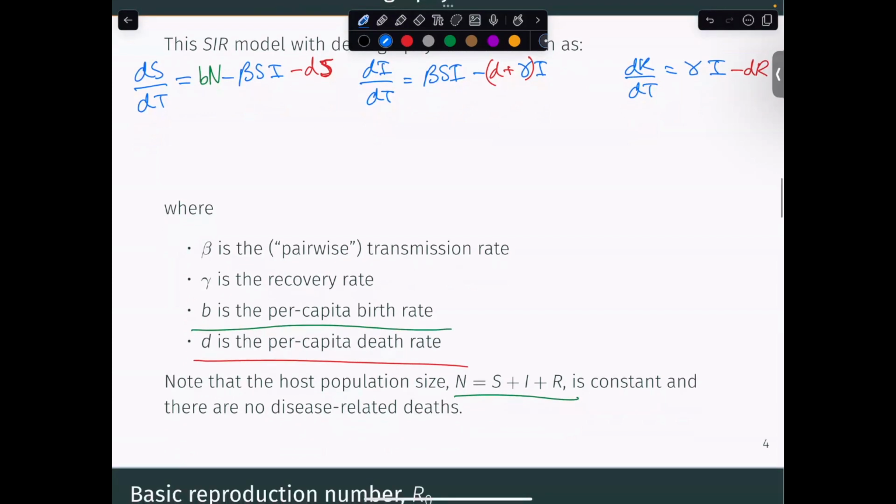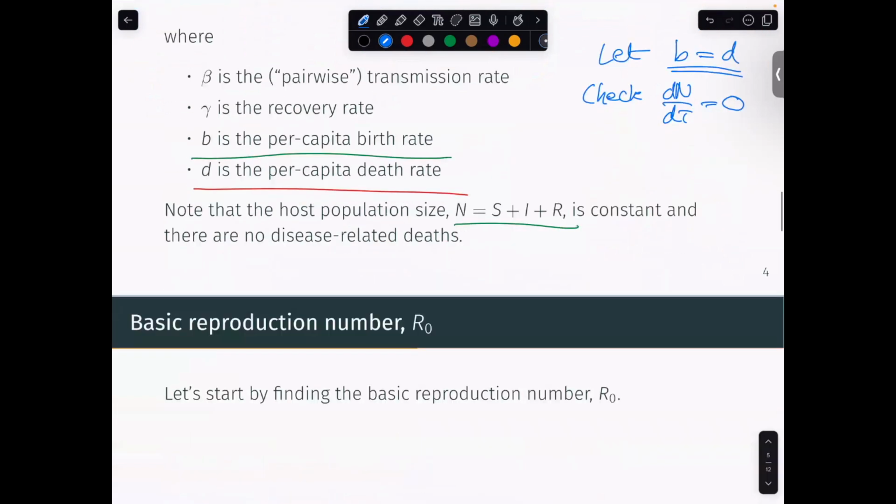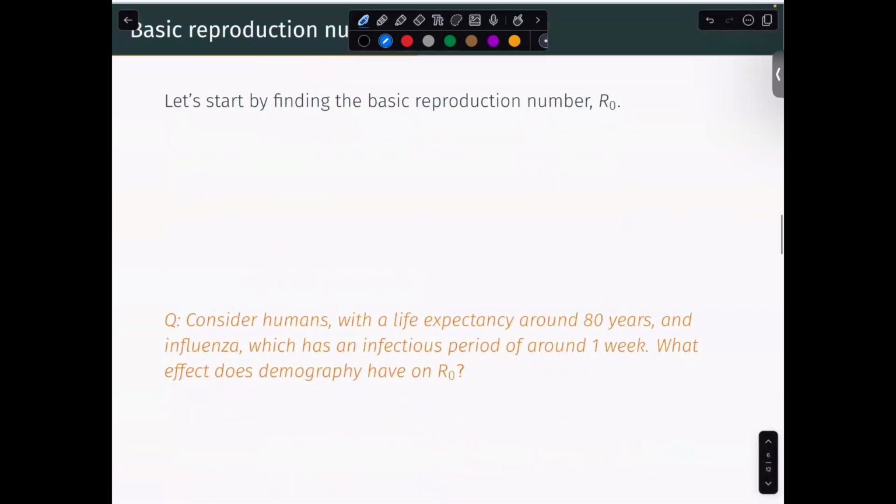Now, I'm also going to make an assumption that B is equal to D. So our birth rate is equal to our death rate. And the reason I'm doing this is because this allows us to fix our population size. So if you sum all of these together, you can check that dN/dt is equal to 0. So we're going to assume there's no disease-related deaths, but our births basically counteract our deaths and our population size isn't changing. So that just keeps things relatively simple.